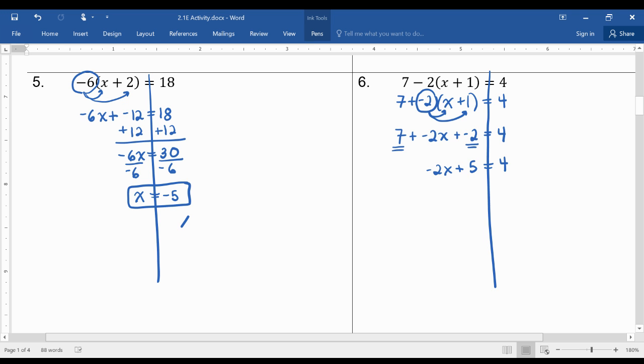Once you're stuck and you can't do any more cleanup, then we're going to start to move things over this boundary line. We add the opposite of the constant. 4 plus -5 is -1. We divide both sides by -2. We get x equals negative divided by a negative is a positive, and 1/2 is fully simplified. It is 1/2.